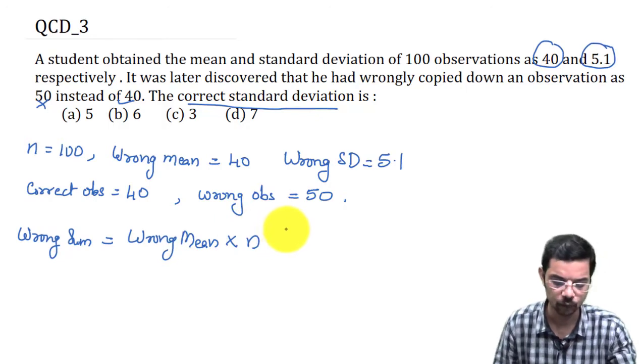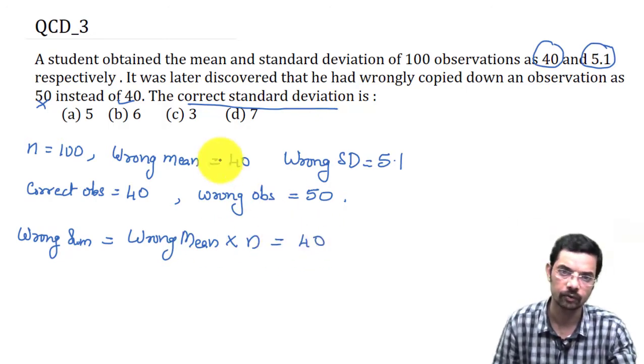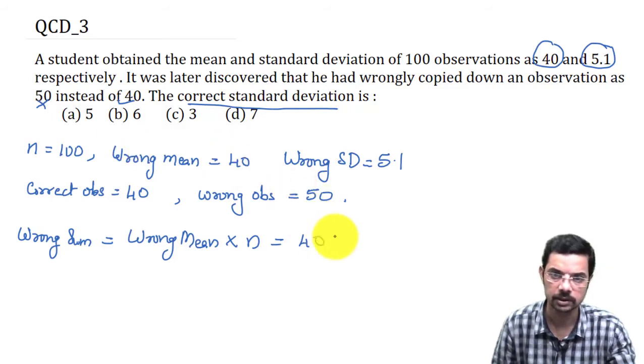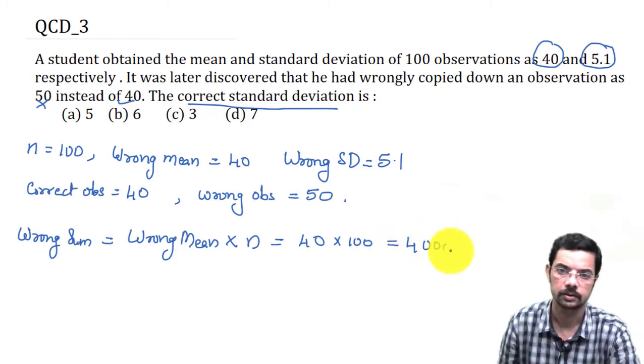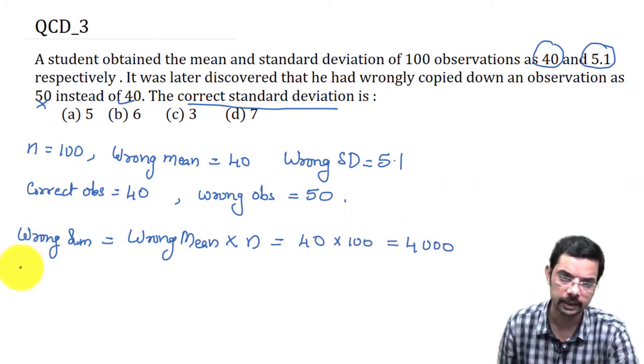So this will give you 40. This will be equal to, say, 40. Wrong mean is 40 into number of observations is 100. So into 100, okay, so what we have here is 4000.